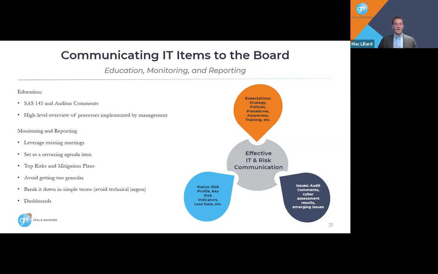So use those dashboards to illustrate the cyber posture and avoid getting too granular or using technical jargon, because that might just go over people's heads. Keep it high level, focus on the high risk, the high priority items, and make sure that something like this is captured in the minutes and that it's followed up on in subsequent meetings, so it doesn't just get reported once and then fall by the wayside.